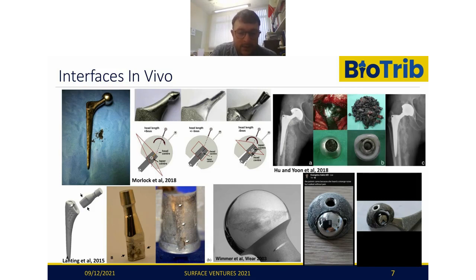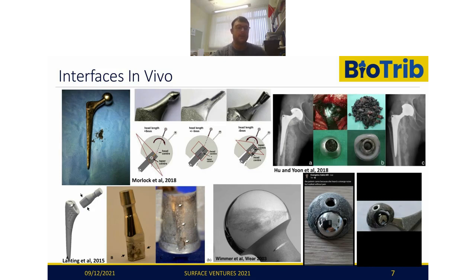I found this on LinkedIn actually, of a patient where seemingly the femoral head had worn through whatever liner was there and through the acetabular shell as well. And so the performance of these devices is wide ranging. It's massive.